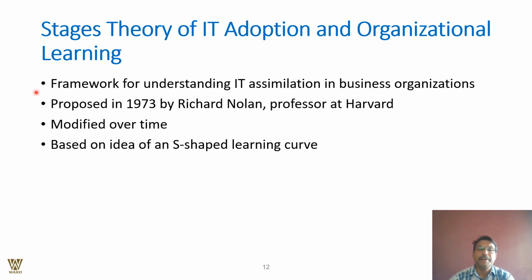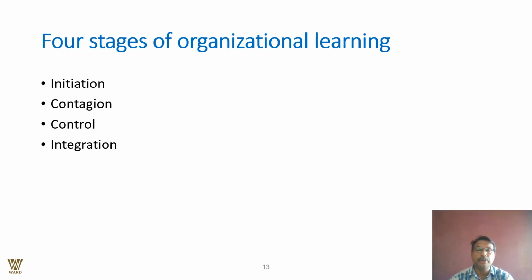The various stages of adoption for IT, a framework for understanding IT assimilation in a business organization, was proposed way back by Richard Nolan in 1973. Richard was a professor at Harvard. It has been modified and has undergone a transformation over a period of time. Based on an idea, it's an S-shaped learning curve that goes up and down every now and then.